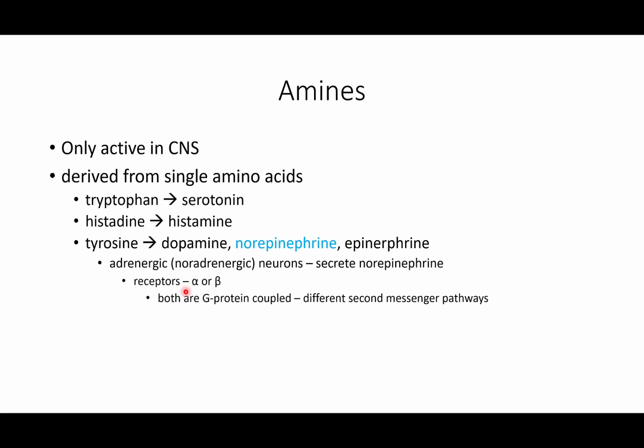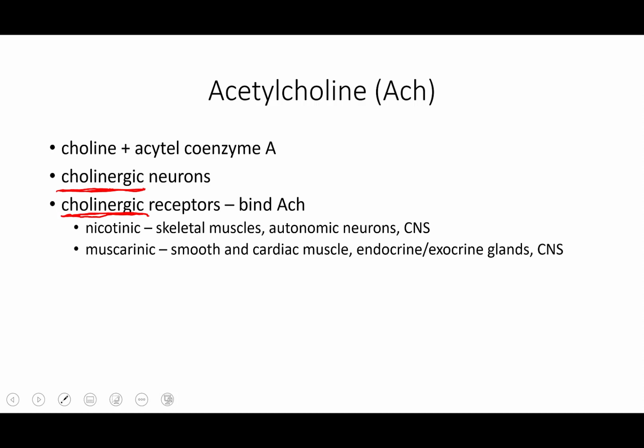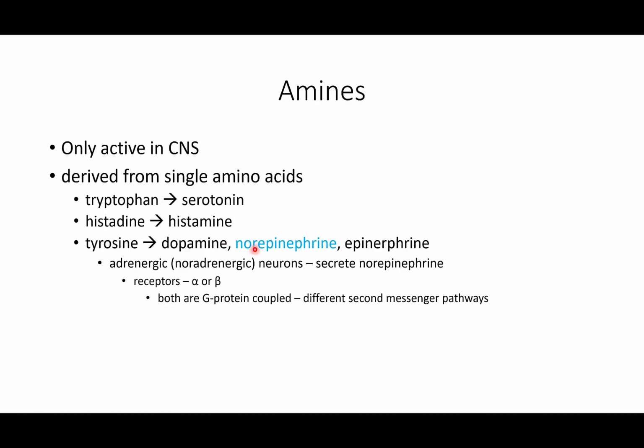Both of these receptors are G protein coupled. Okay, so they're metabotropic. We have these second messenger pathways. Acetylcholine and our amine, norepinephrine, are going to be the main neurotransmitters that we'll be talking about for the next little while.